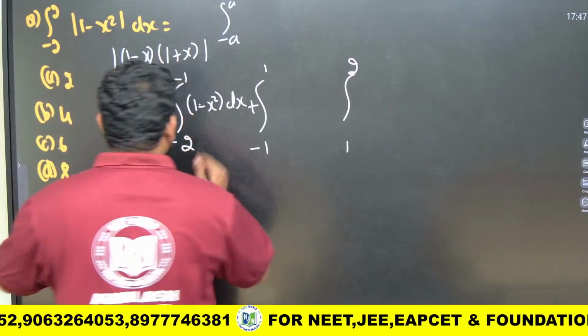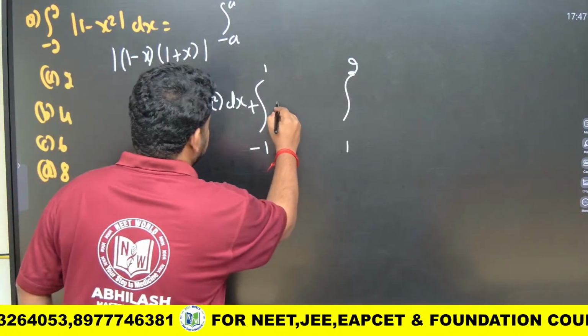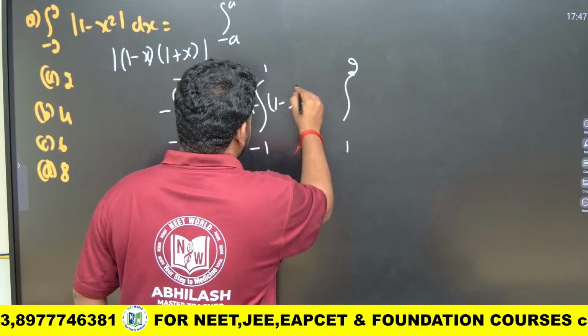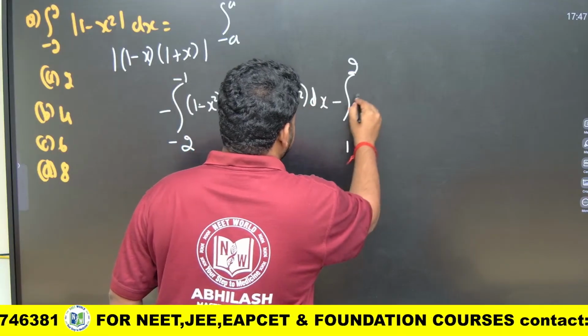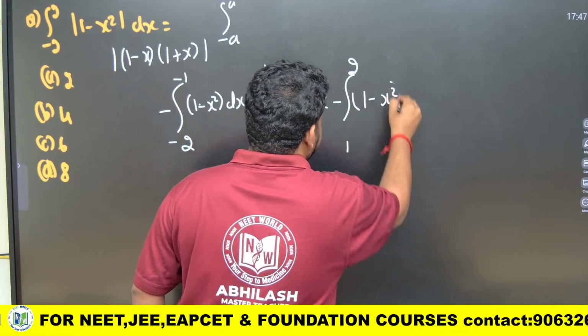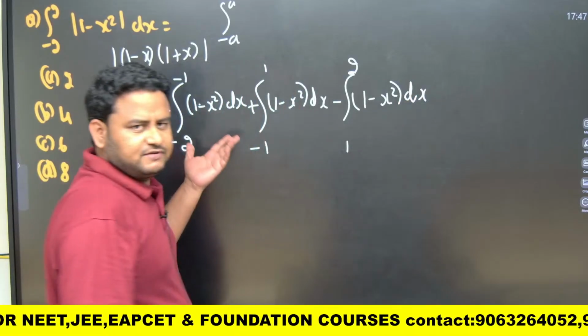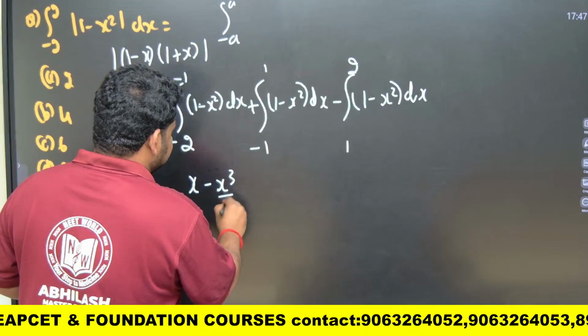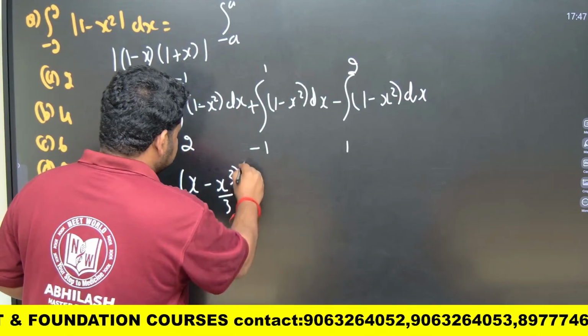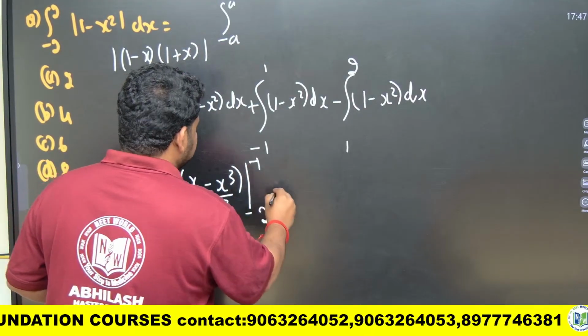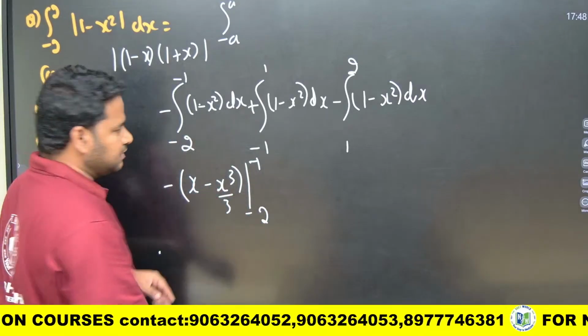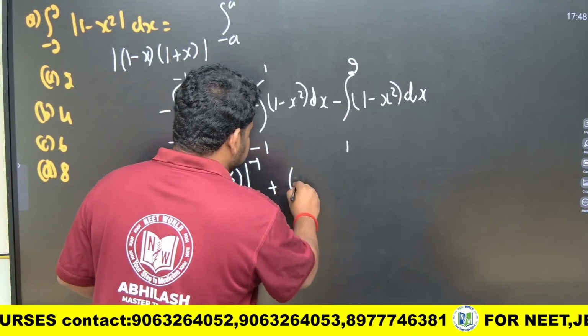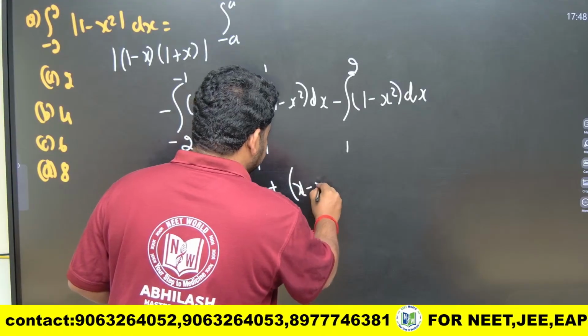Now see, so this becomes what? This becomes 1 minus x square dx. This will become again minus 1 minus x square dx. Now integrating this is very simple. So this will be what? x minus x cube by 3. But this will be what? Minus 2 to minus 1. Outside minus will be there. This will be 1 minus x cube, that is x minus x cube.